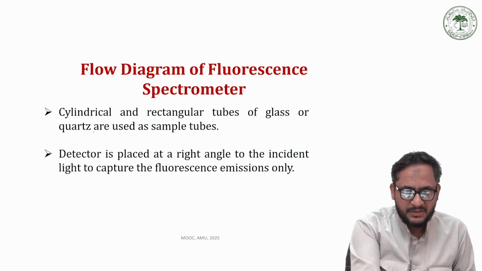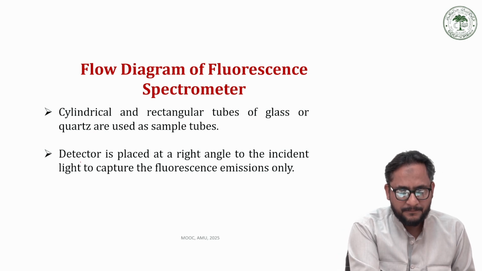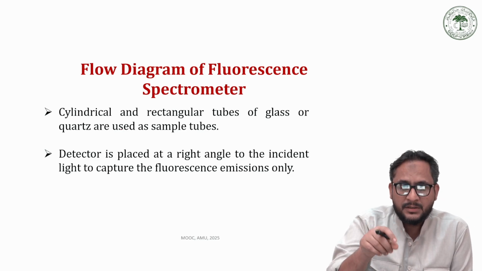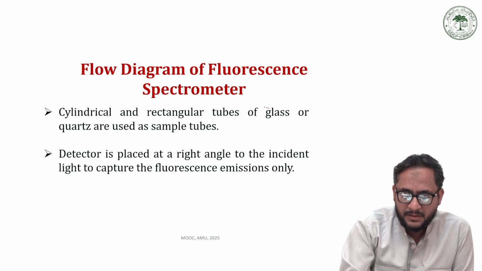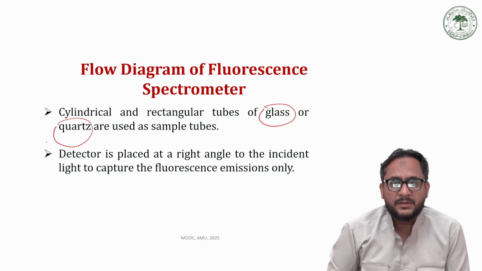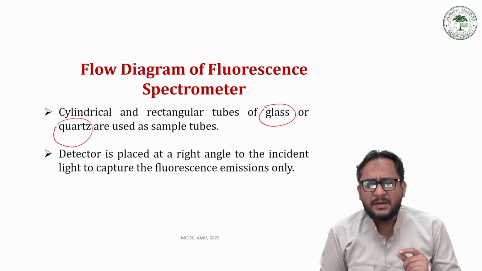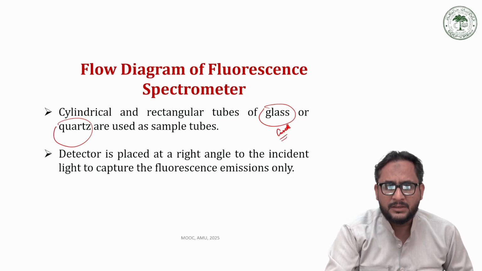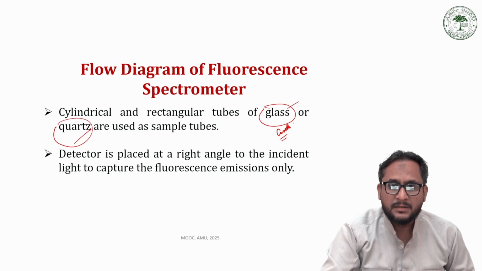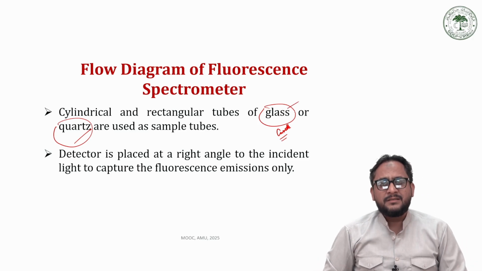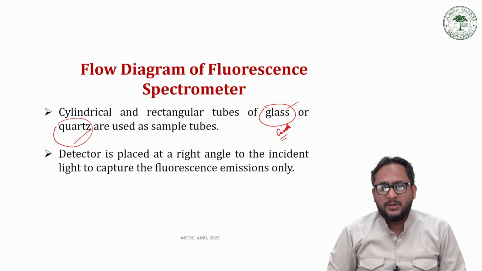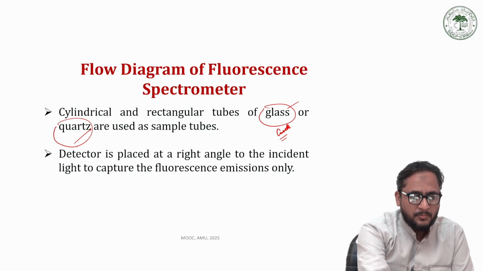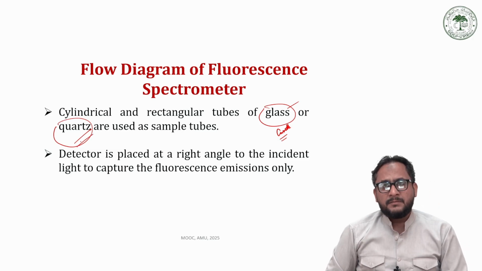So as I said earlier, this slide shows that the sample tube which is used for placing the sample is made of glass or quartz, but most of the time a glass sample tube or glass cuvette is of course of low cost. It is quite cheaper as compared to quartz, but its optical property or transparency is lesser than quartz, and it is not very useful if the temperature is high. Quartz is more durable, but it is costlier.